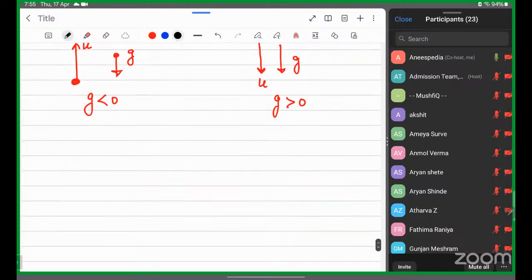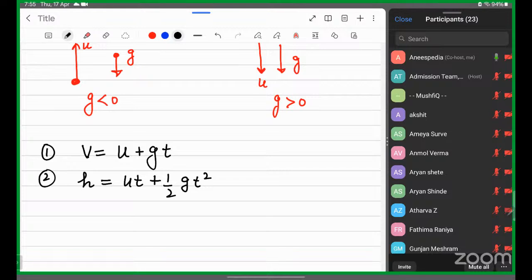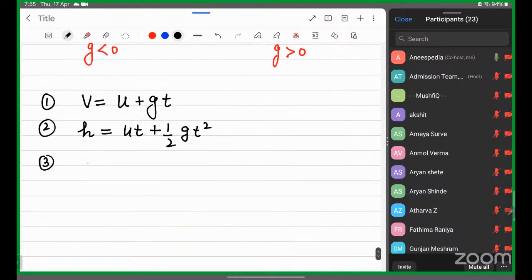Now you can write the three equations again using g. So first equation will be v equals u plus gt. Second will be, in place of s we will have h equals ut plus half gt square, and third equation will be v square equals u square plus 2gh. In these three equations, g will be positive, which means velocity of the object and acceleration due to gravity both are working in the same direction.